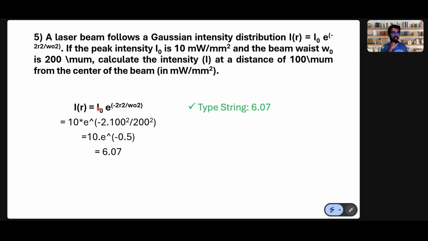Since the I naught is already 10 milliwatt per millimeter square, I'm also asking you the answer I(r) in milliwatt per millimeter square. So the final answer will be 6.07 milliwatt per millimeter square, which is what you have to type in.